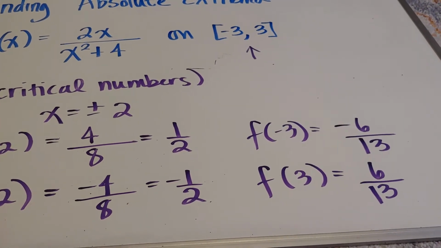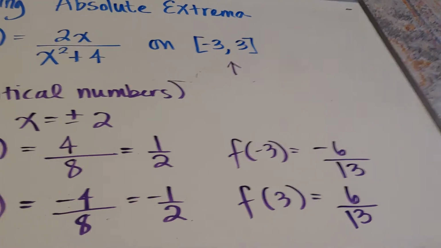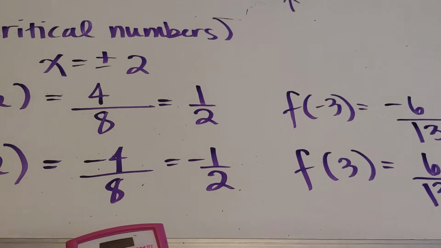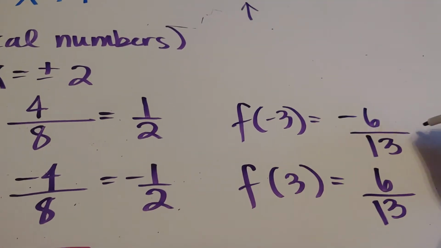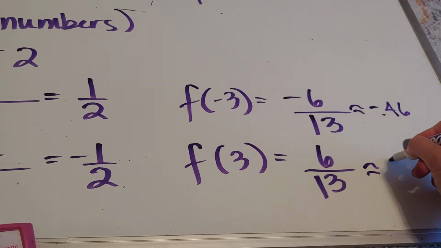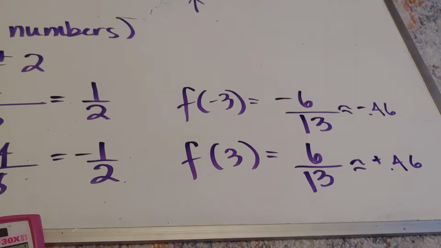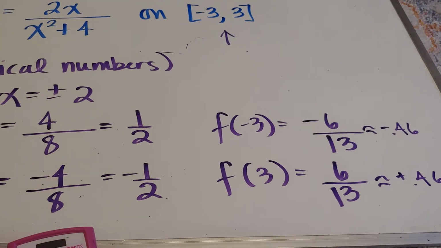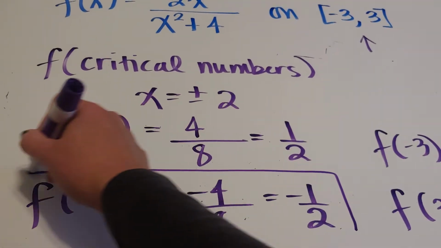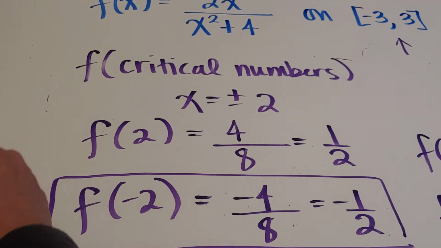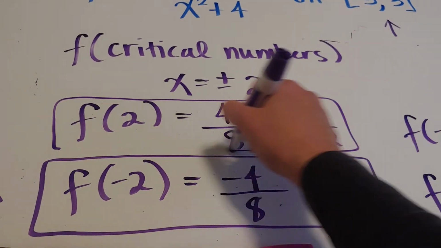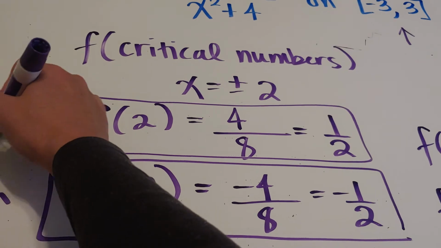6/13 and negative 6/13 should be a little bit smaller than a half. If I take my calculator and do 6 divided by 13, you will get approximately negative 0.46 and positive 0.46. So we barely beat it. Barely. So what's going to happen is that this is my absolute min, and this is my absolute max.